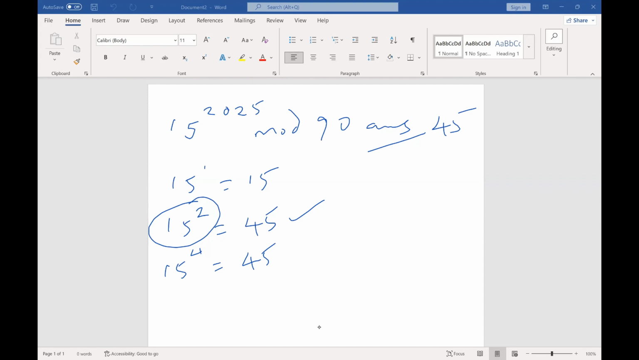Yes, we want the remainder. Because when we squared 45, we got 2025. So then we divided by 90, and now to find the remainder, we take 2025 minus 90 multiplied by the number of times it went there. So we are seeing that every time we are squaring this, we are getting 45. Okay, so let's continue. What is 15 raised to 8? Again, it will be 45.